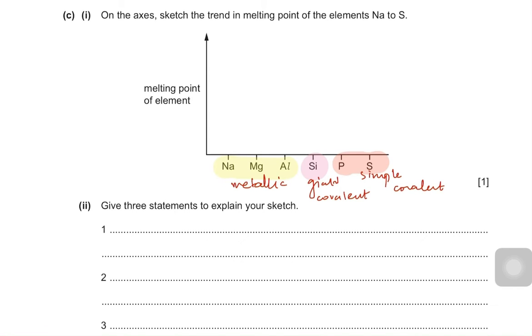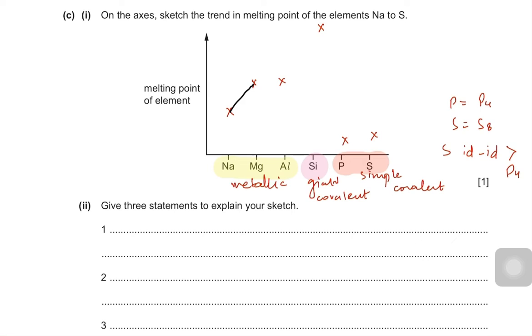Phosphorus is P4, sulfur is S8. So sodium has a low melting point, around 97, then magnesium and aluminium have higher. Silicon has a tremendously higher one because of the giant covalent structure. Phosphorus and sulfur have low ones. But remember, phosphorus has a little lower than sulfur. Why? Because phosphorus is P4 and sulfur is S8 molecule. Obviously sulfur has a bigger molecule, so sulfur has more ID forces. Instantaneous dipole induced dipole forces are more in sulfur, less in phosphorus.